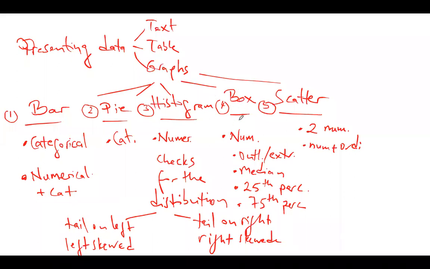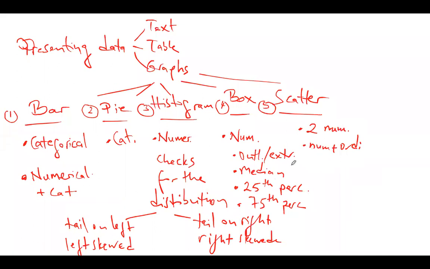The box plot is used for numerical variables, and it is very useful to display the outliers, the extreme values, the median, the 25th and 75th percentiles. And lastly, a scatter diagram is used to display two numerical variables, or numerical and ordinal.